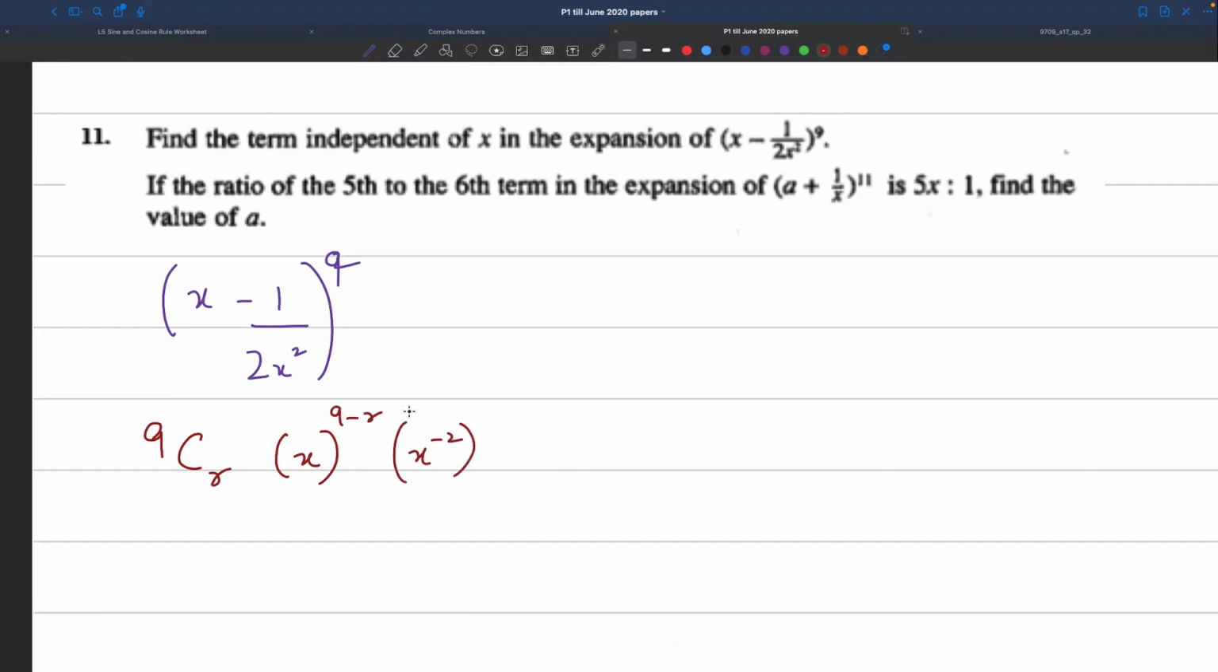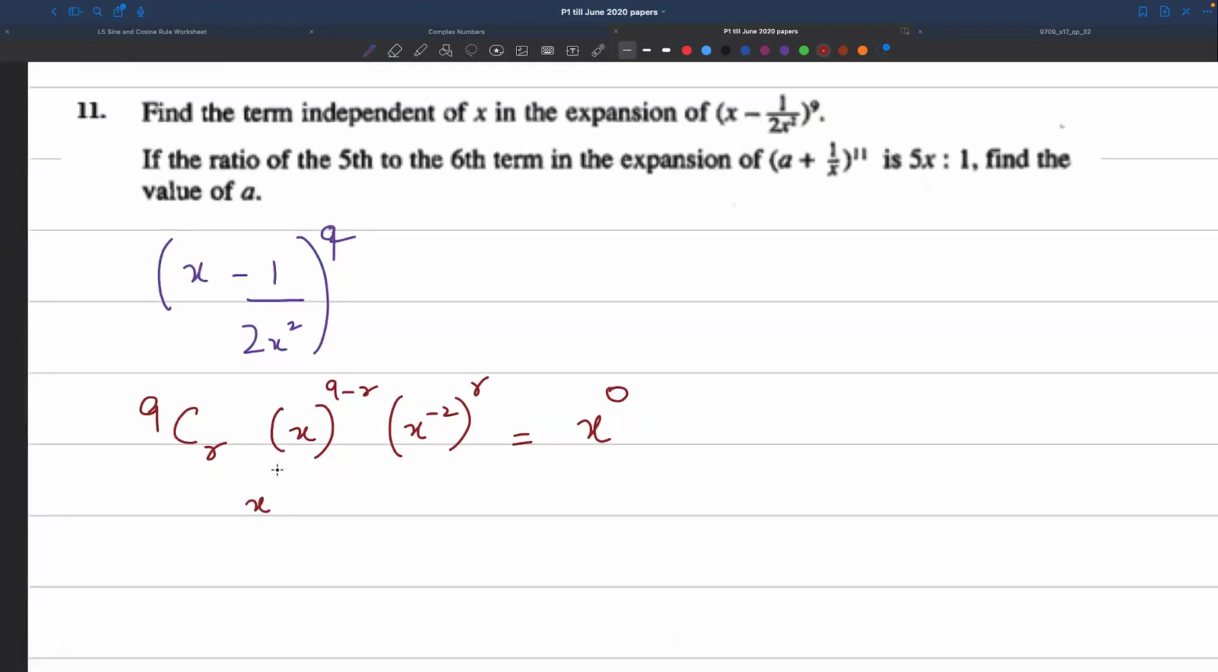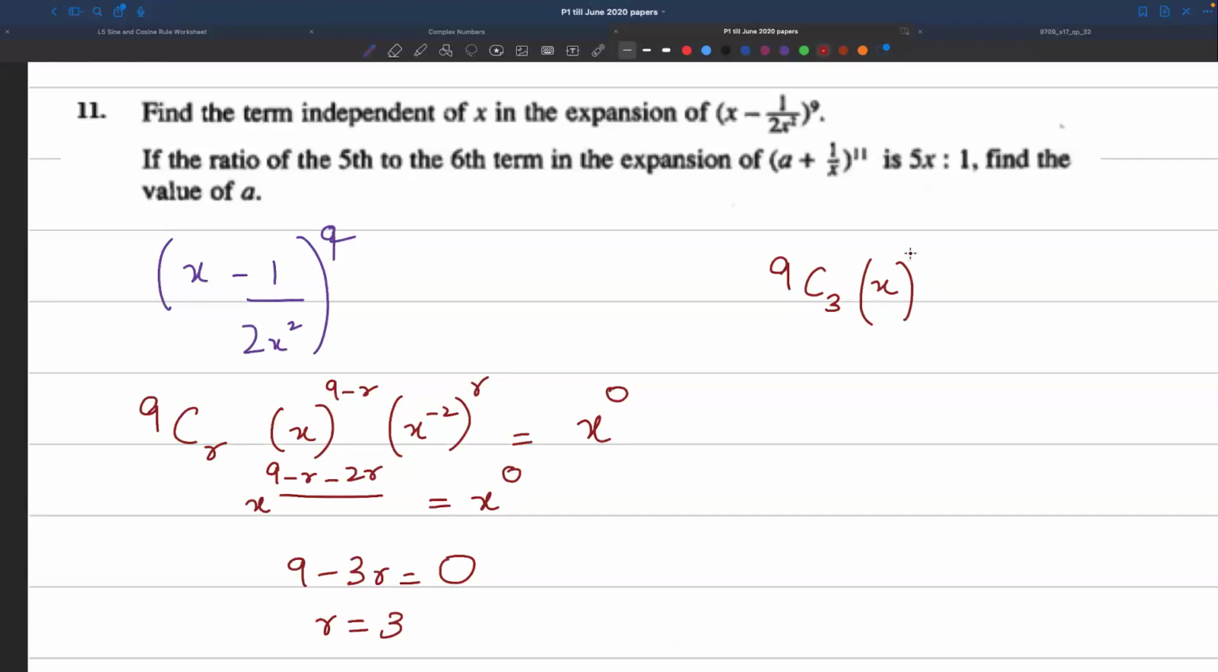We will ignore the constant, and that will become power r is equals to independent of x means x is power 0, right? So you will write this, simplify this as x into 9 minus r minus 2r. We add those powers, but plus minus becomes minus. So now we can make this equation 9 minus 3r is equals to 0, which means r is equals to 3. So once we have the value of r as 3, what you will do is you will say, sir, 9c3 a to the power 9 minus 3, which is 6, b to the power 3.